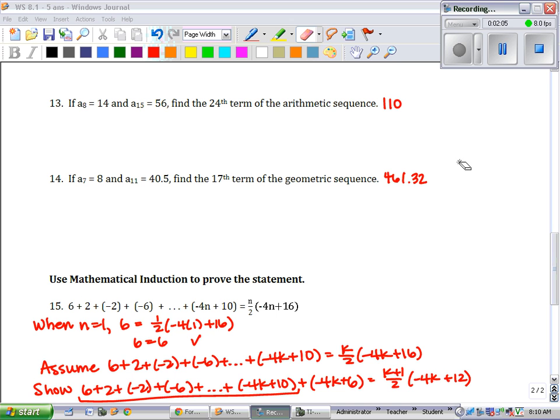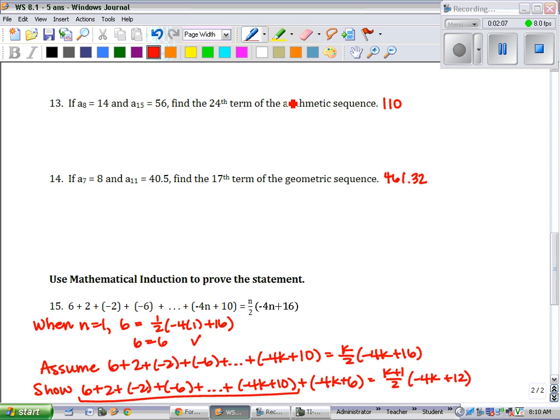Okay, so for number 13, what are you going to do first? We want to find D. We need to know how this sequence is being built. How can we find D? What does D represent? It's a common difference. What did we also call that? Their slope. Think of these as two ordered pairs. I have 8, 14 and I have 15, 56. Could you find the slope between those 2 points?